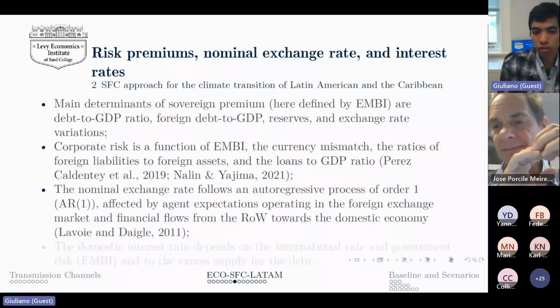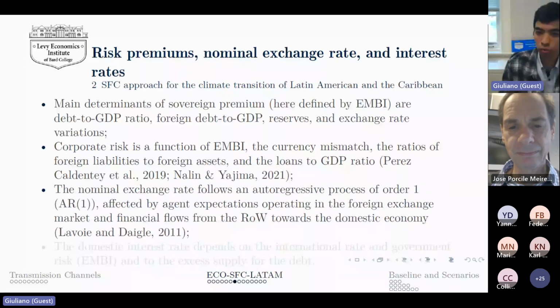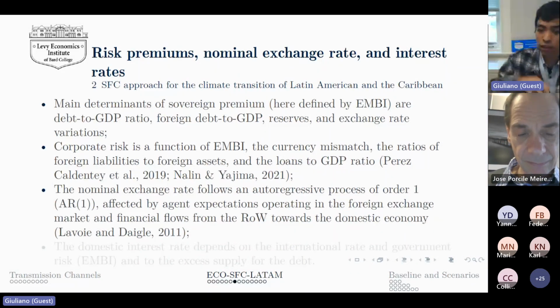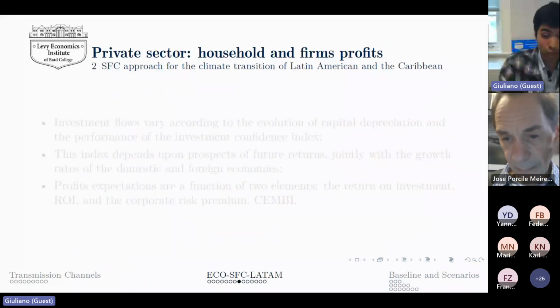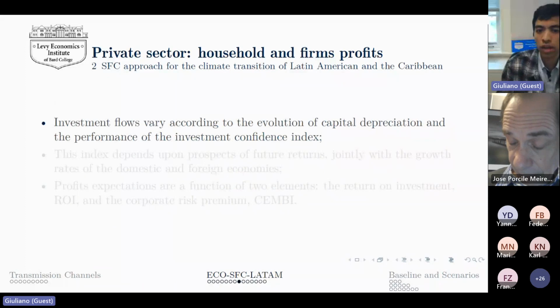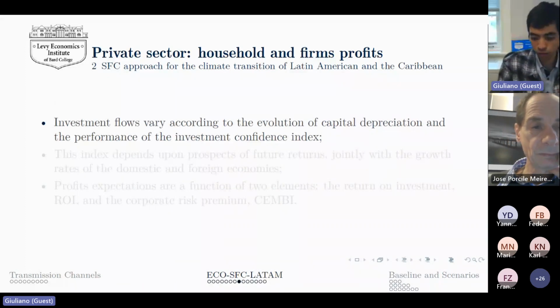And the nominal exchange rate will follow sort of an autoregressive process of order one, affected by this characteristic and fundamentalist sort of interaction put forward by Lavoie and Daigle in 2011. And the domestic interest rate will depend on the international rate and the government risk, and on the excess supply for debt. Investment decisions vary according to evolution of capital depreciation and the performance of the investment confidence index.